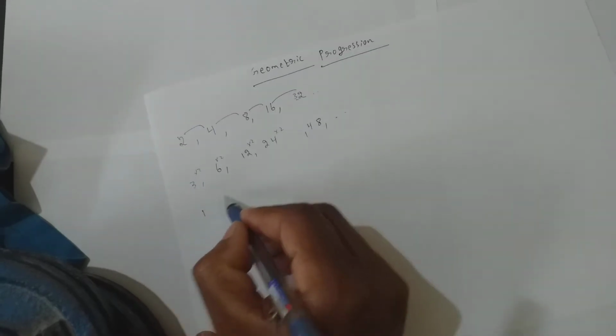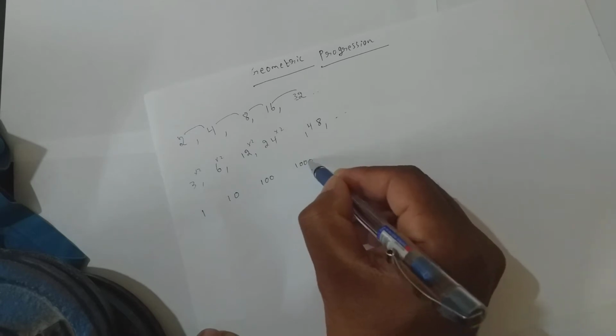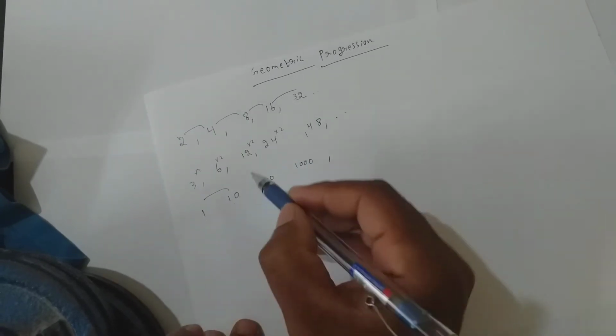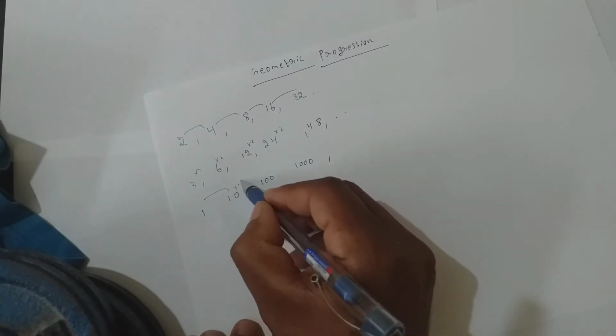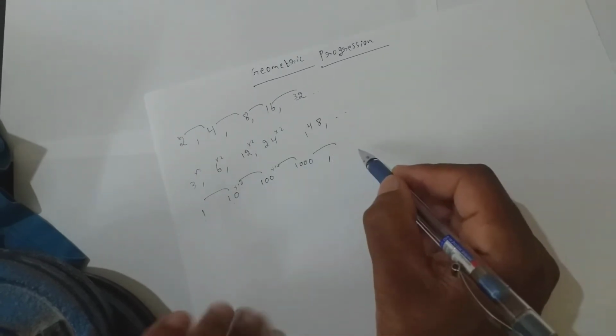Am I clear? Next, if the progression is like this, 1, 10, 100, 1000, still you can tell what would be the next number. This into 10 gave me this. This into 10 will give me this. This into 10 will give me this. This into 10 will give me the next number.